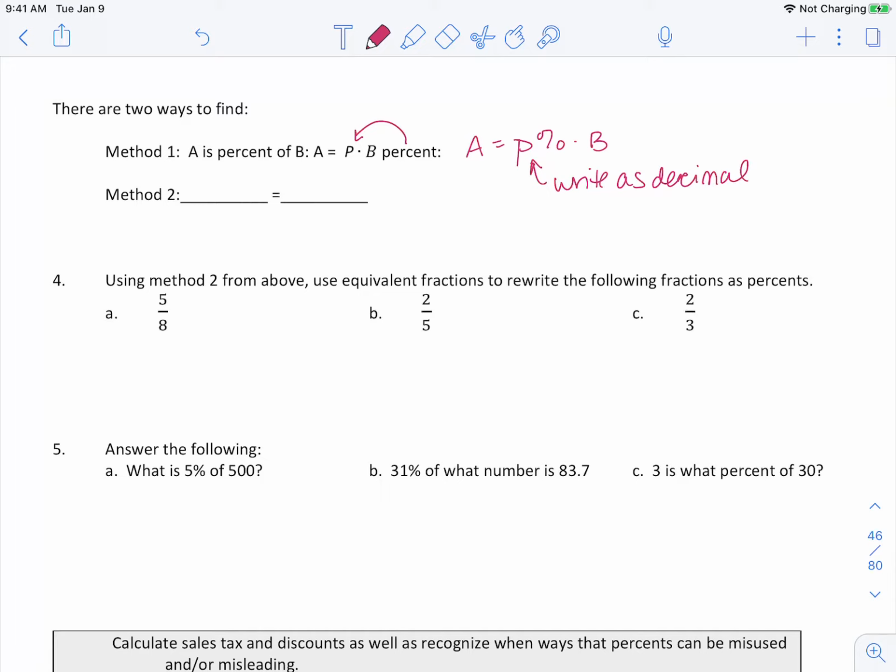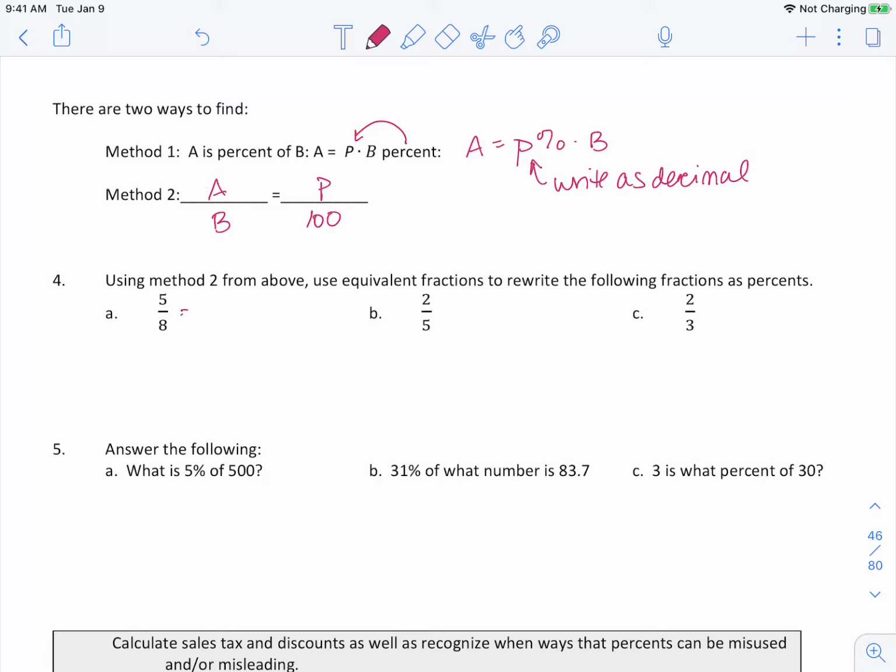Method 2 is we can write this as a proportion. So A over B is equal to P over 100, or our part over the whole is equal to P percent out of 100. All right, so using our method 2, we're going to use equivalent fractions to rewrite the following fractions as percents. You can also do this by cross multiplying to solve the proportion.